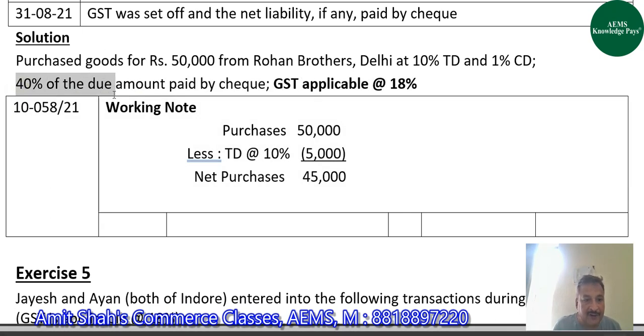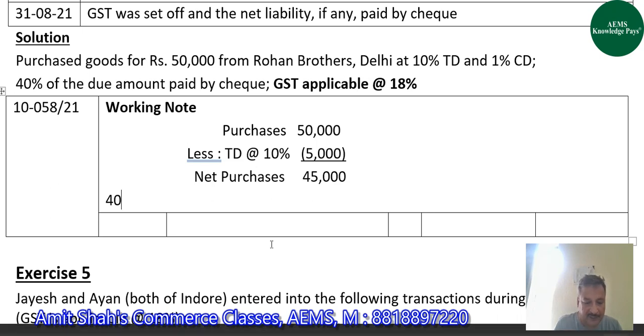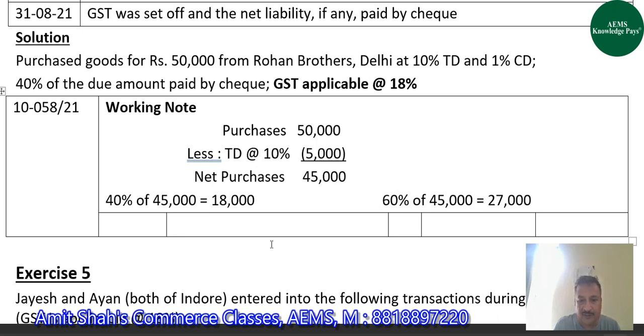Now of this, he is paying 40% dues. Means we are paying, we means the business in whose books we are recording these transactions. So we have paid 40%. So 40% of 45,000 is 18,000 and 60% of 45,000, this we have to split, that is 27,000. Why I have split this in 40%, 60%? Because for 40% he has paid, but for 60% he has not paid. Am I clear? Yes, sir.